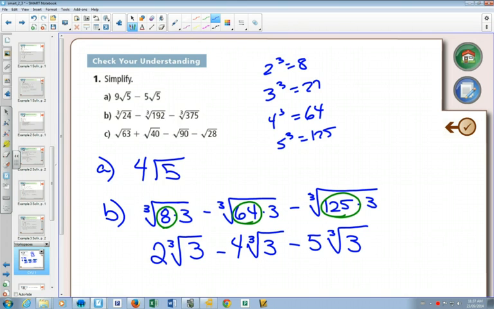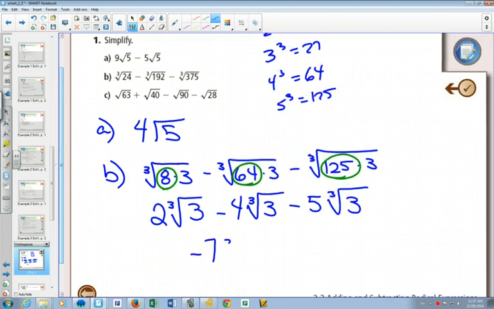So we have 2 of them here. Then we subtract 4 of them. Then we subtract 5 of them. If you did 2 minus 4 minus 5, you would get to minus 7. And that's how many of the cube root of 3 families would be left. Negative 7 of them. So again, the idea is we need to write them as mixed radicals so we find out what family they belong to, and then you're only able to add families that are the same together.